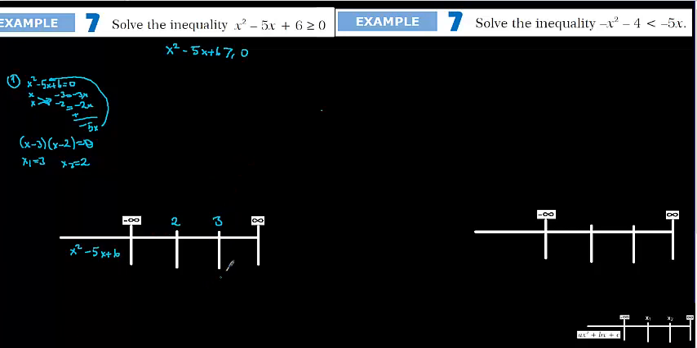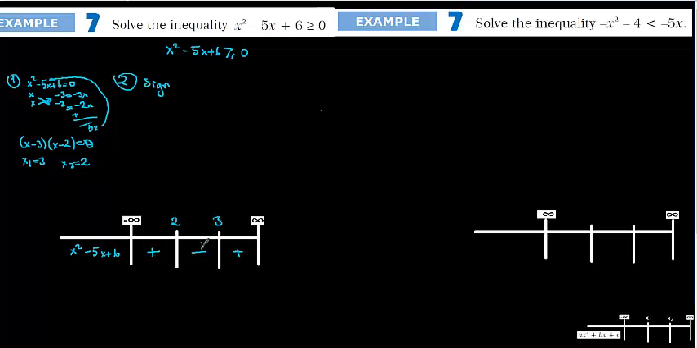Now I'm going to continue with the sign table. Here I have divided the table into 3 parts. When you find 2 roots on the real number line, you are dividing the table into 3 parts. Then here I'm going to start with plus, then minus, then plus.